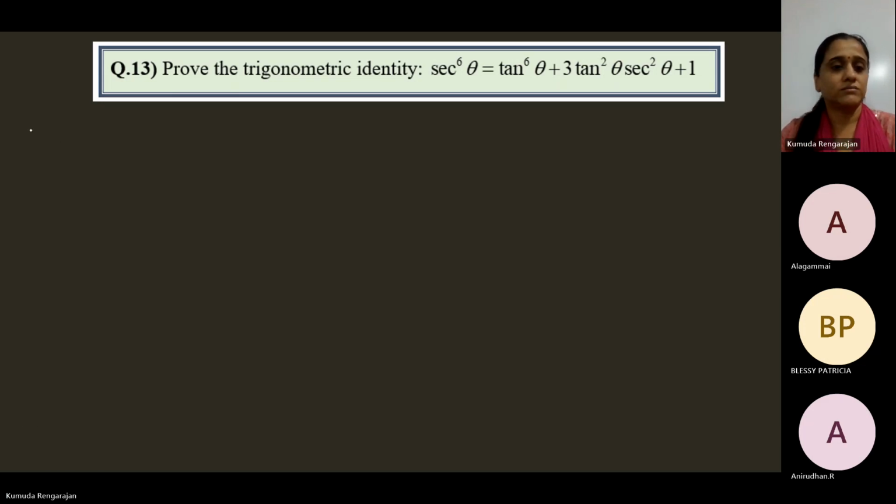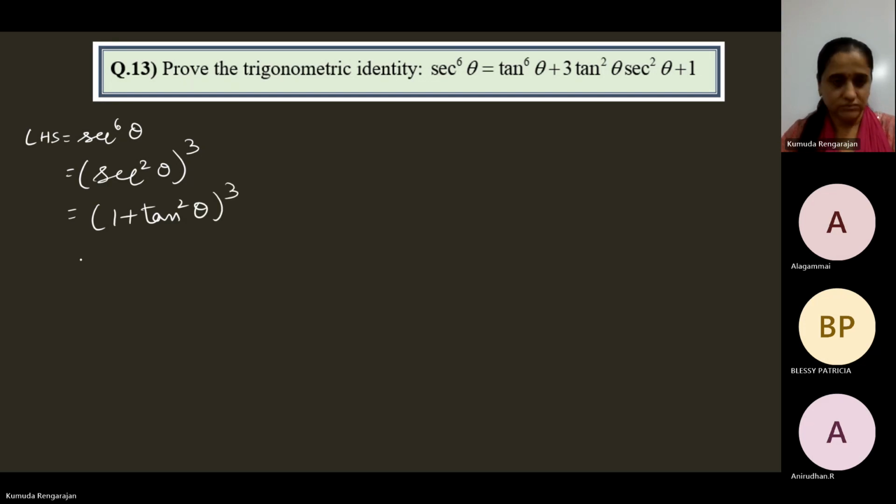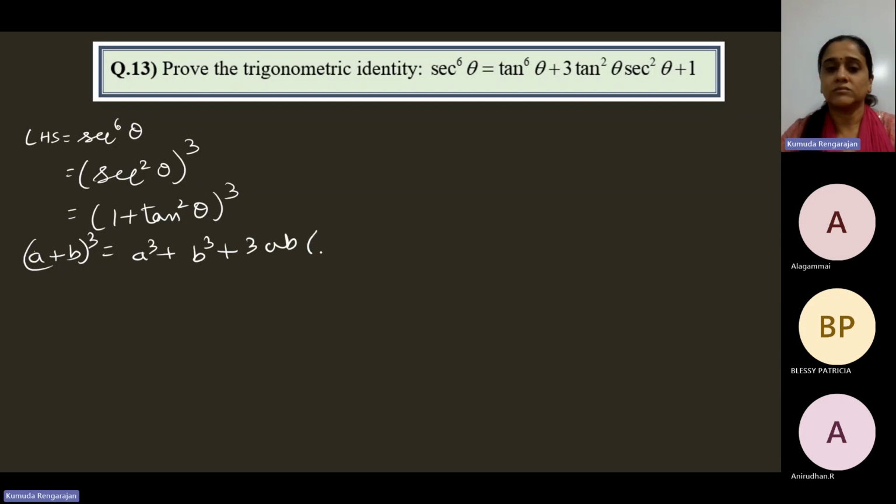Tell me. First, put the 2 inside. So what's the identity? (A plus B) the whole. What's A? 1.